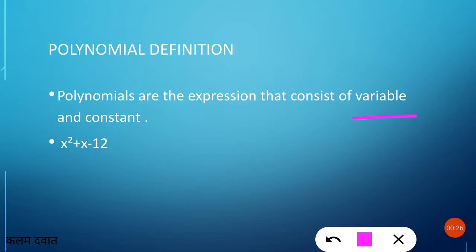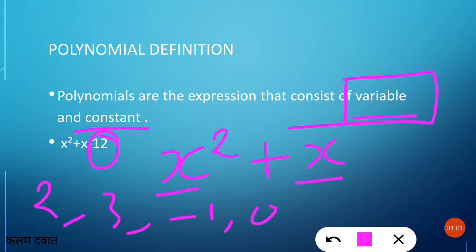Here variables are the numbers which don't have a fixed value, like x square, x. These two are variables here because we don't know the value of x. It can be any value. That is why it is said to be a variable, because its value varies. Second is constant. As clear from the name, constant means there is such a number which has a fixed value which will not be changed in future, like 12, 2, 3, 4, minus 1, 0 and so on.